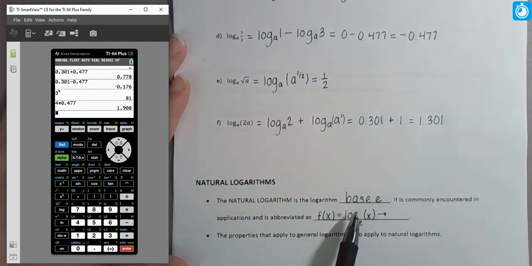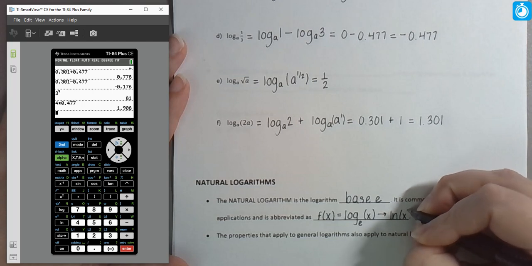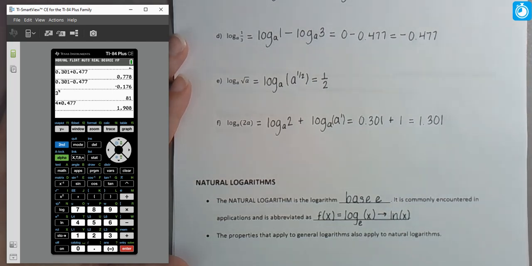So in place of log base e of x, we're actually just going to write ln of x. So ln is going to be our abbreviation for natural logarithm. And if you look on your calculator, right under the log button, next to the 4, it says ln. That's going to be the button you use to evaluate something related to this logarithm.